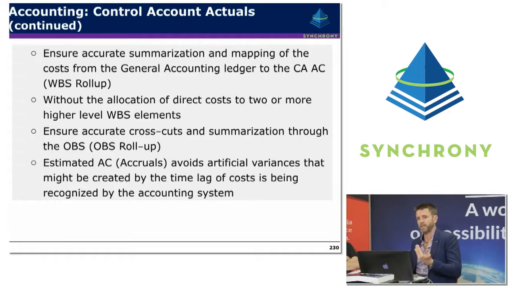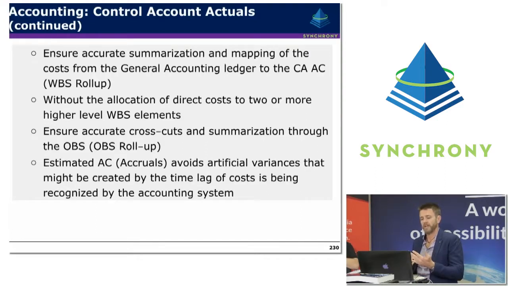But if you haven't received the invoice yet, or the finance team haven't processed the invoice yet, that would create a very big discrepancy in the earned value system, because you'd have zero cost, you'd have a lot of progress being made, and we don't want to have discrepancies like that flowing through into the reports.